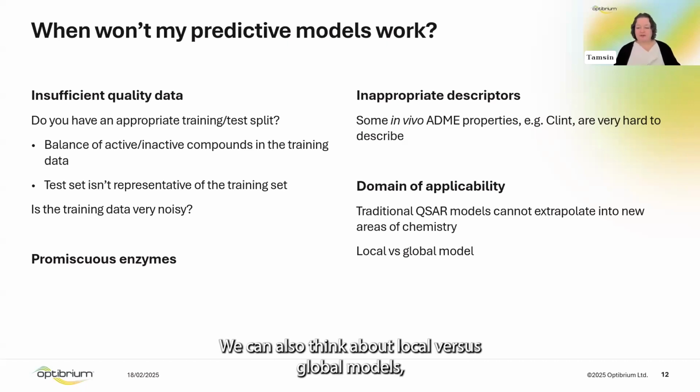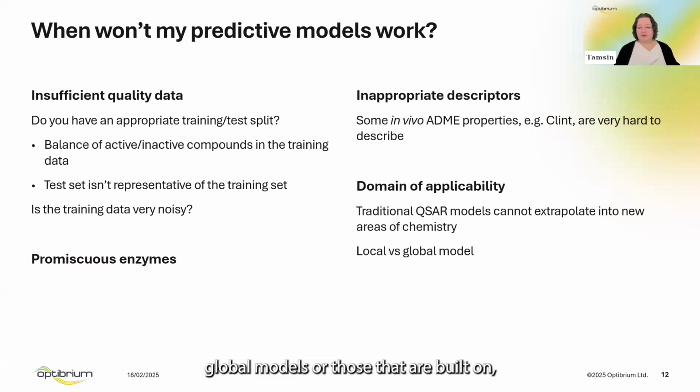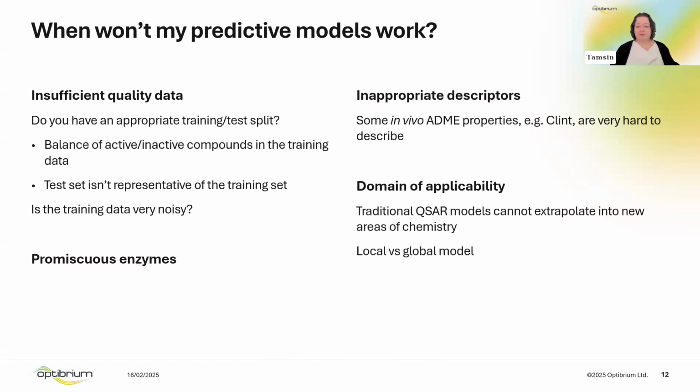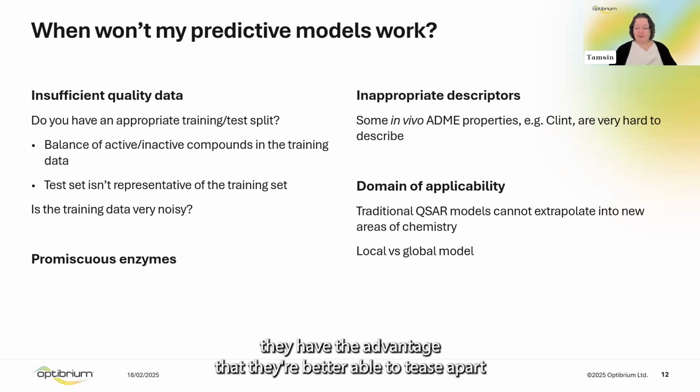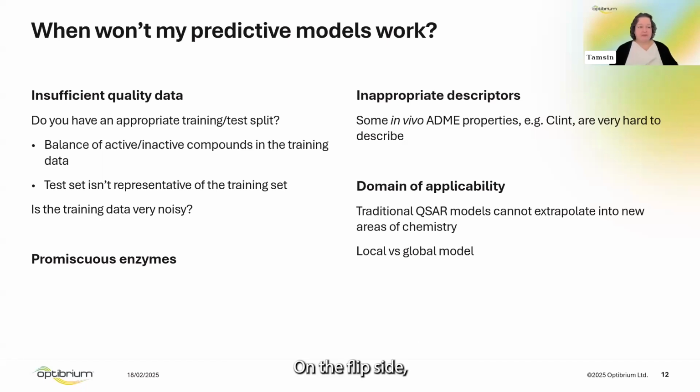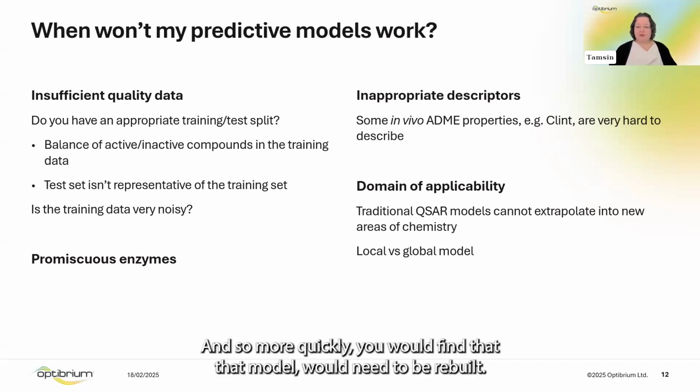We can also think about local versus global models. Global models are those that are built on a wide range of different chemistry and are applicable then to many different projects. The models that we provide in StarDrop, these are all global models. However, local models built for a single project or series have the advantage that they're better able to tease apart the small differences in SAR within a series of compounds. On the flip side, they can't extrapolate into new areas of chemistry, and so more quickly you would find that that model would need to be rebuilt.